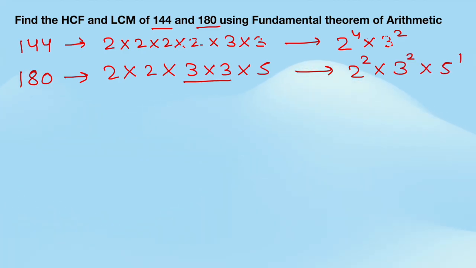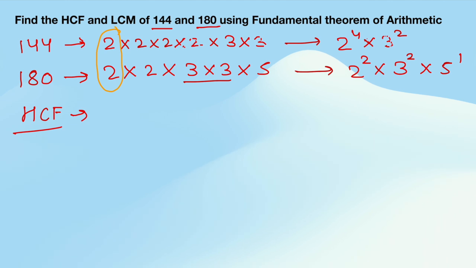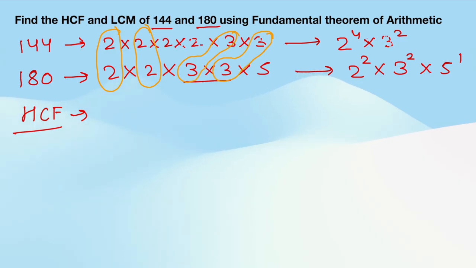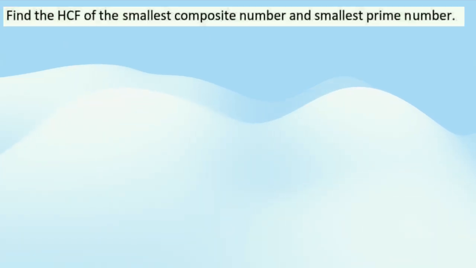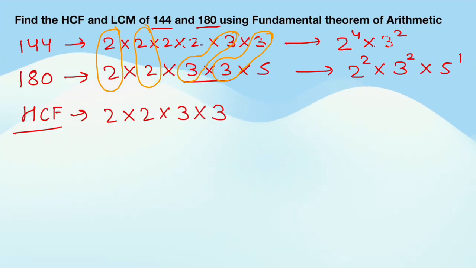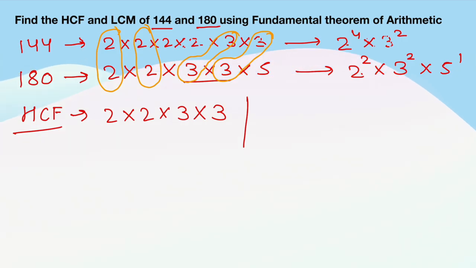Okay. In order to find the HCF, there are two ways. Either find the common thing. 2 is common, and 3 is also common, one more 3 is also common, right? Either I can write it as 2 into 2 into 3 into 3, or one more way is there to solve this, that is we can take the lower power, right? Lower power means 2 to the power 4 and 2 to the power 2. Which is lower? 2 to the power 2.